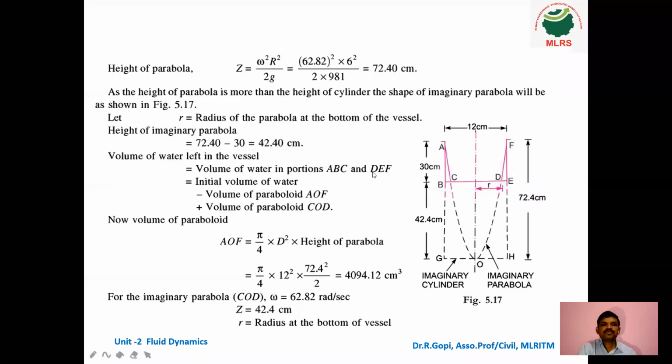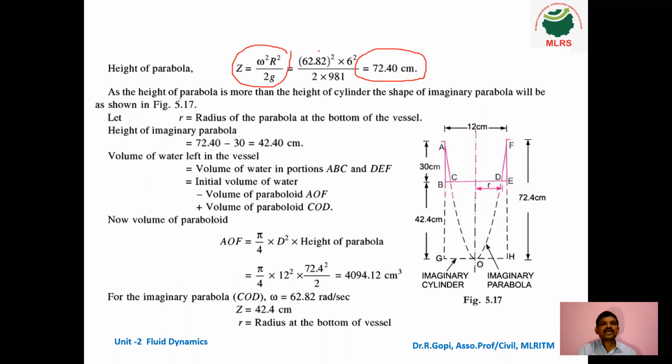Next, we must calculate the height of parabola. What is the formula? Omega square r square divided by 2g. So omega 62.82, r 6 and 2g is 2 into 9.81. Now we got 72.4 centimeter. Actually the depth of the container is only 30 centimeter, but we got 72.4 centimeter. How is it possible? It is possible, so more water will spill out.